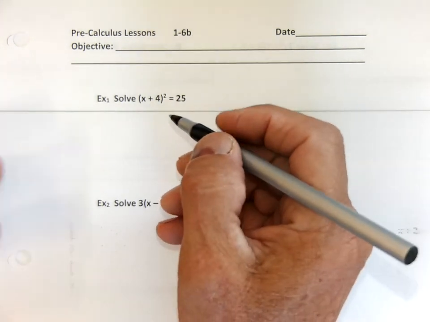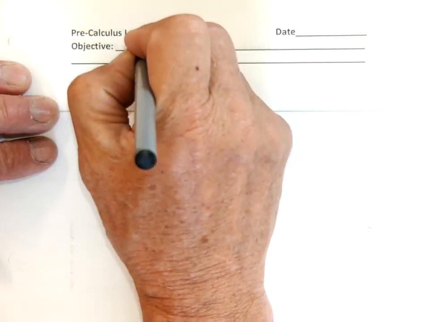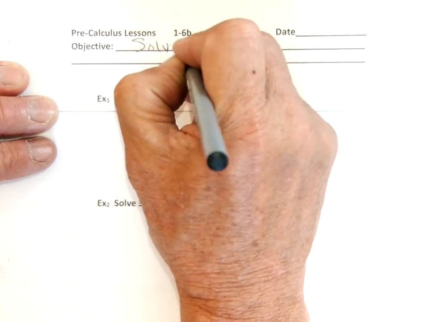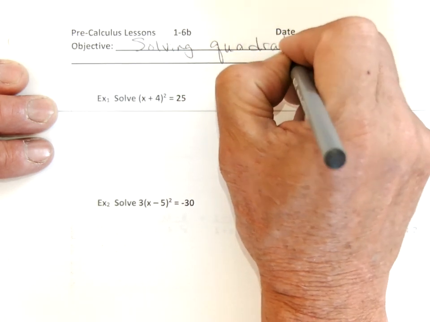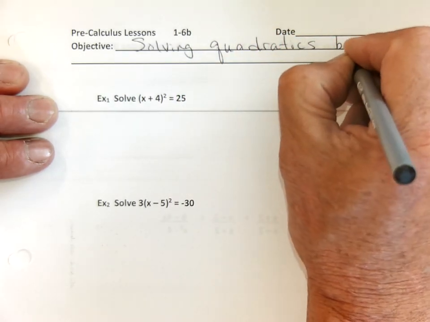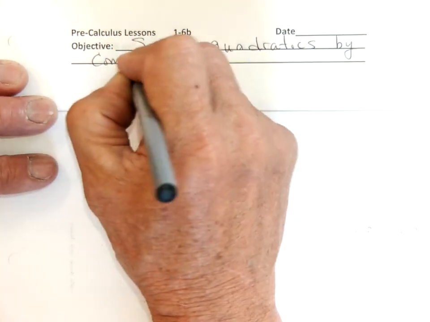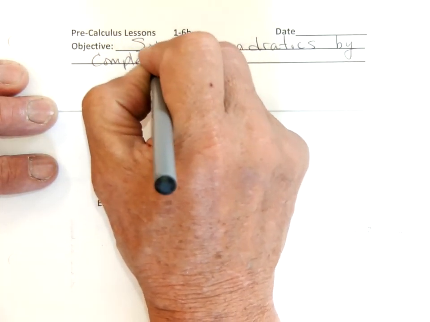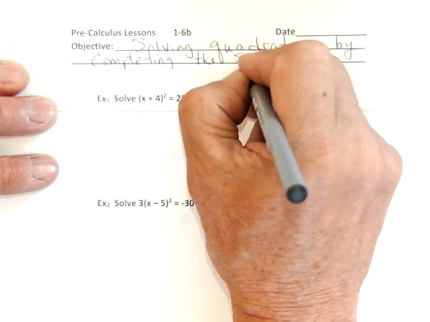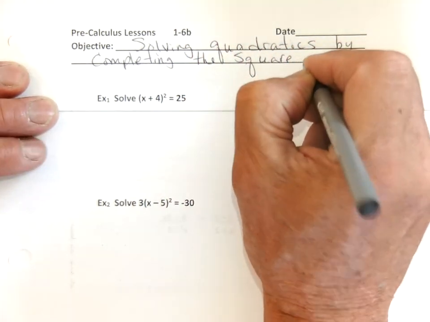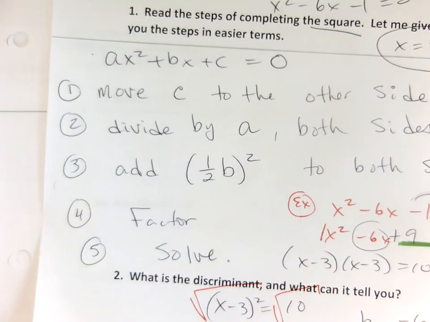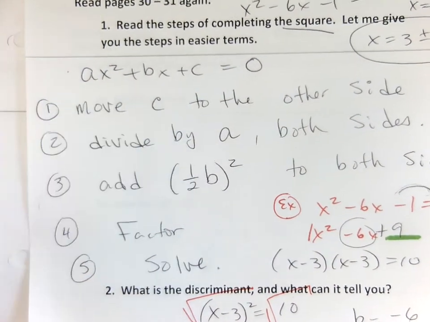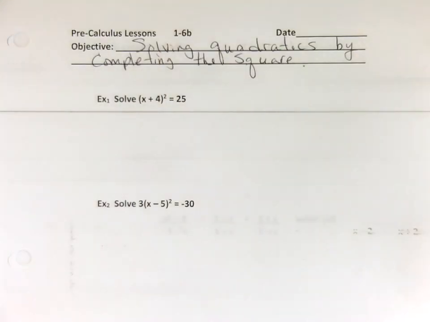Today's objective is solving quadratics by completing the square. We kind of talked a little bit about that. We have notes on that, which we took, and I will come back to our notes as we do these, okay? All right.